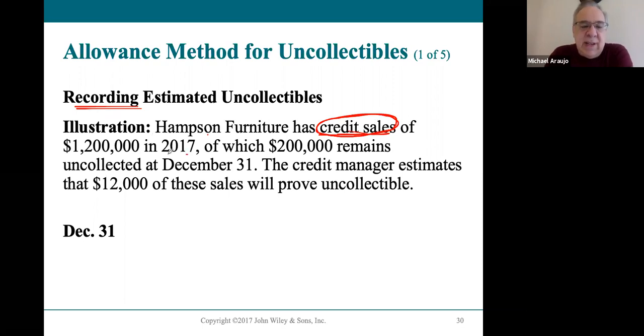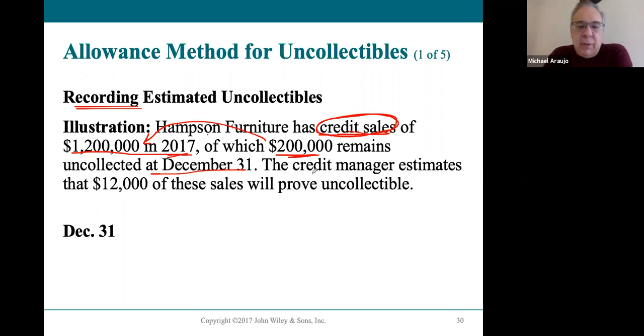So in 2017, they had $1.2 million of credit sales, quite a lot. Obviously, that's for all of 2017, so some of this happened in January, February, March, et cetera. All credit sales are usually due in 30 days, so they've been collecting these regularly. However, at the end of the year, because we're at December 31st, $200,000 of this amount is still uncollected, which means it's still sitting in accounts receivable.